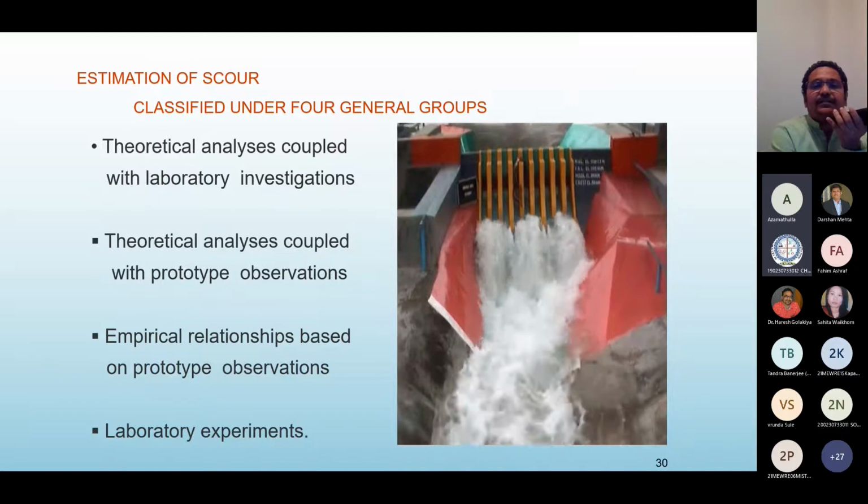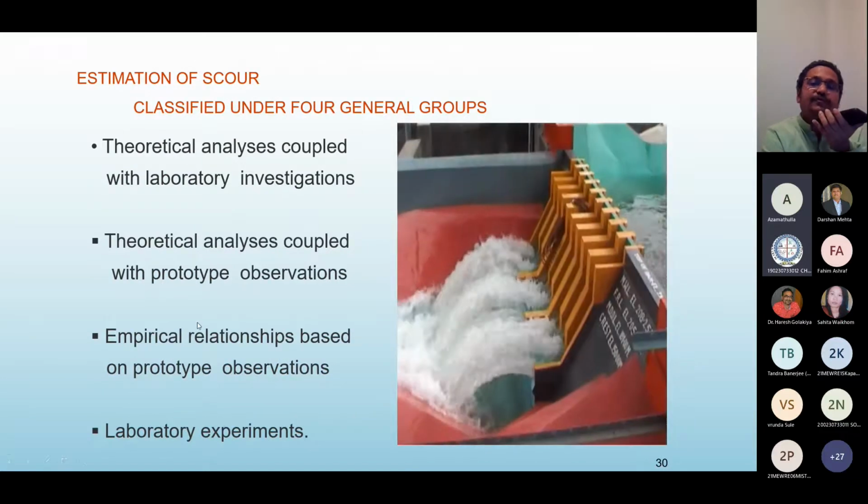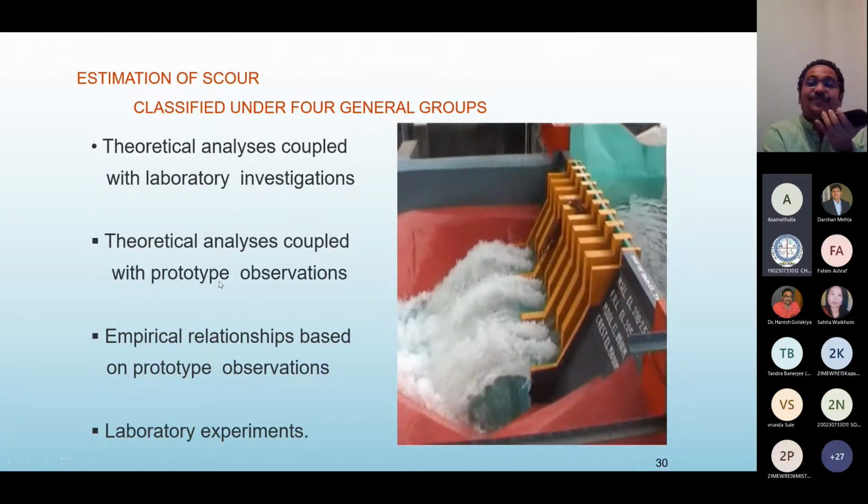Okay, here, see this one. You are looking at the jet reaction. In the model only, you can see how thick the jet is. The estimation of scour can be classified under four general groups: theoretical analysis coupled with laboratory investigation, theoretical analysis coupled with prototype observations, empirical relationships based on prototype observations, and laboratory experiments purely. Okay, next please.